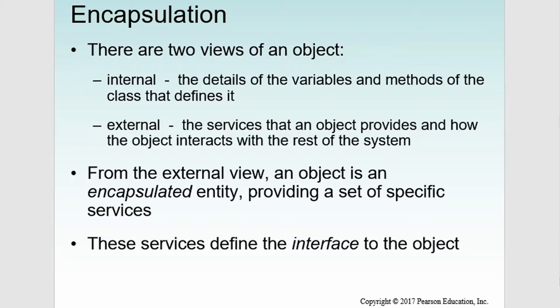Encapsulation. There are two views of an object. Internal, the details of the variables and methods of the class that defines it. External, the services that the object provides and how the object interacts with the rest of the system. From the external view, an object is an encapsulated entity providing a set of specific services. These services define the interface of the object.